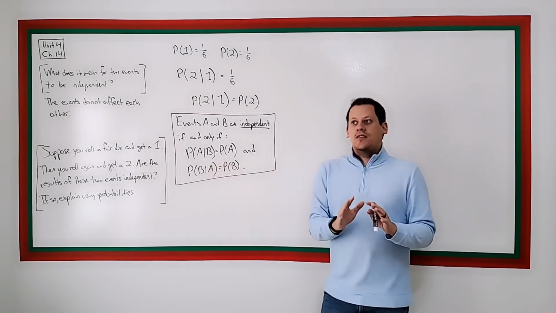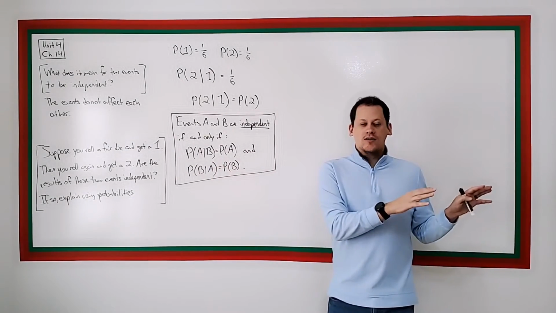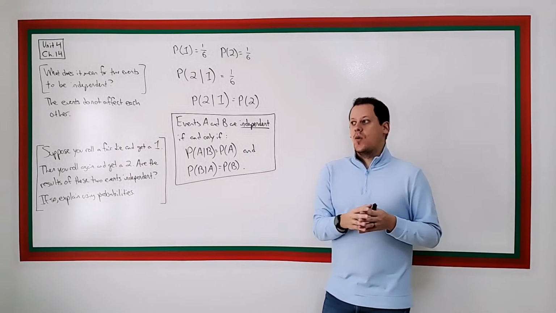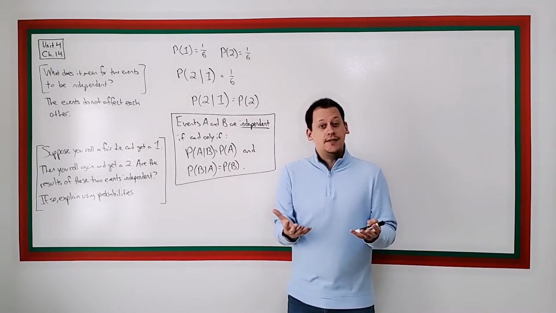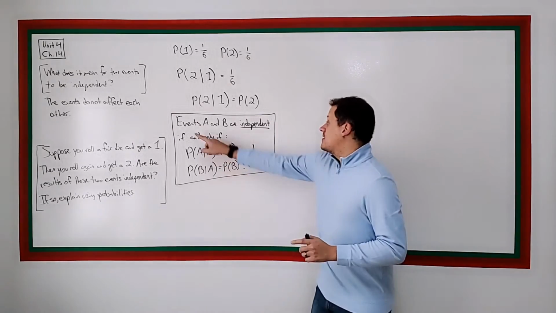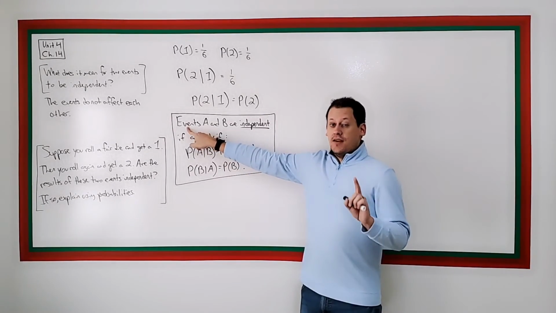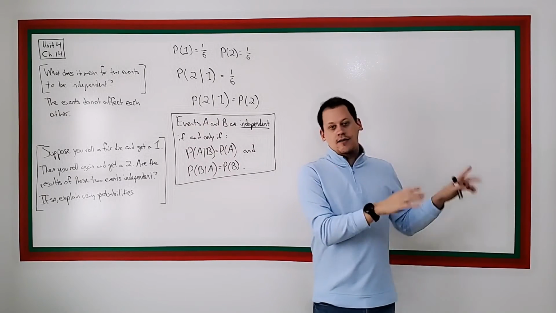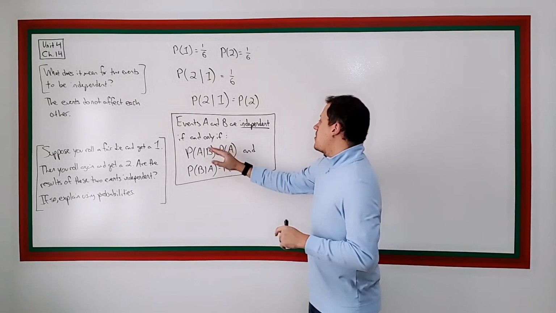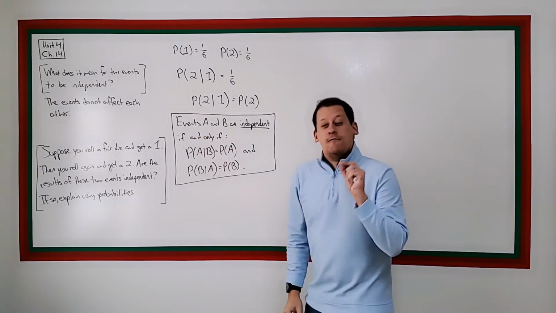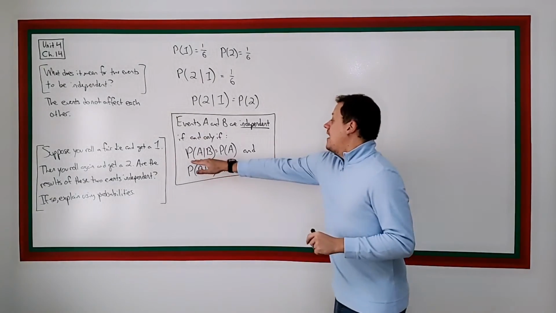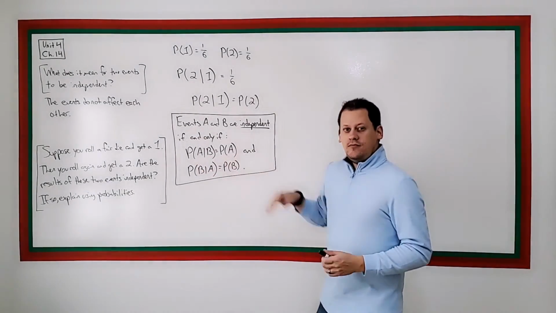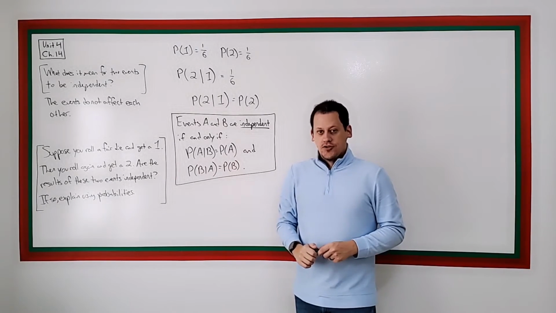Now, this is different than, you may remember a long time ago with two-way tables, we asked whether two variables were independent. That's different than this. This is only talking about specific events. We'll get to whether two variables are independent again later in the class. But for now, we're only talking about independent events. And this is how you check it. So let's see this in action.